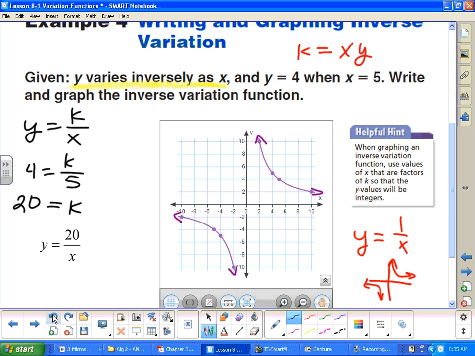All right, so there's the inverse variation. So direct variation, y equals kx. Joint variation, y equals k times x times z. And then with inverse variation, it's y equals k over x.